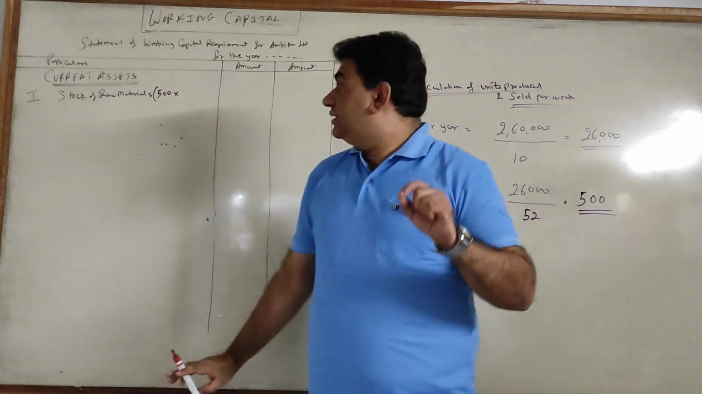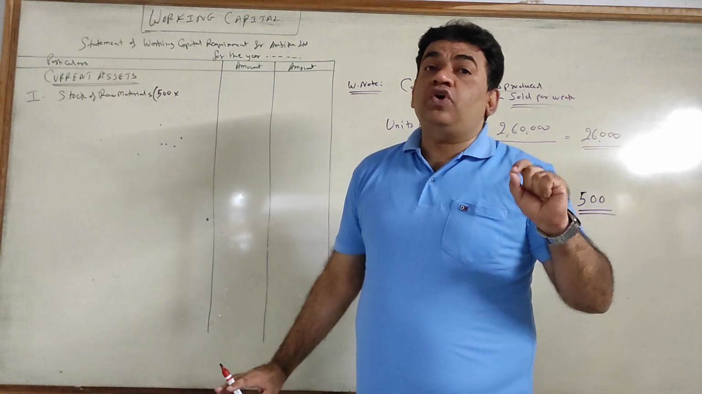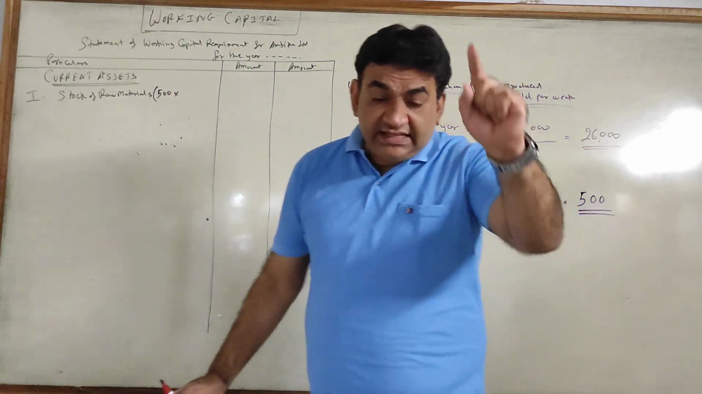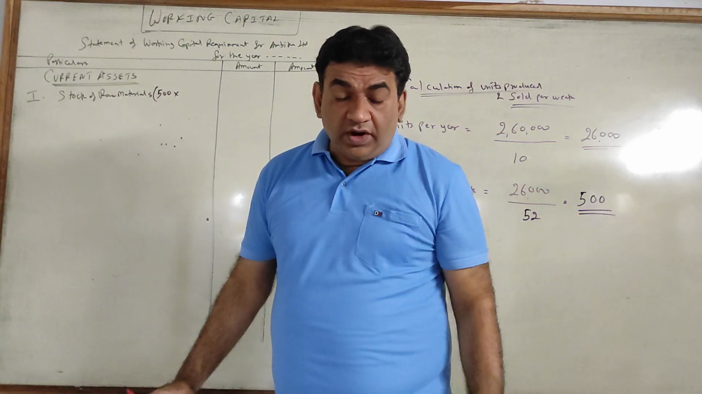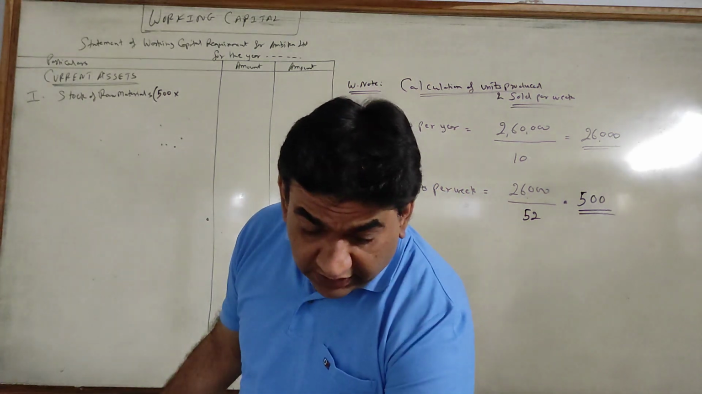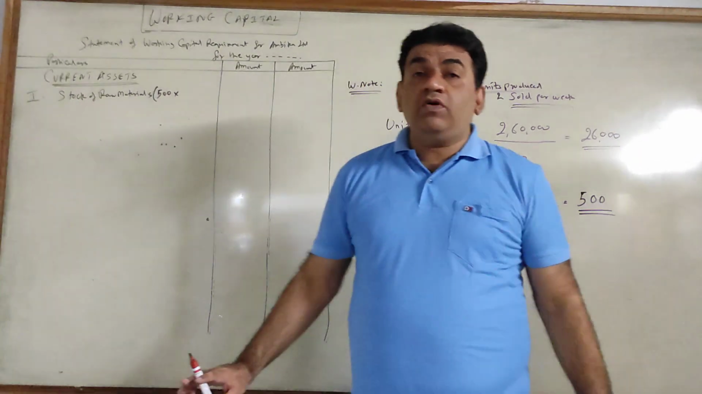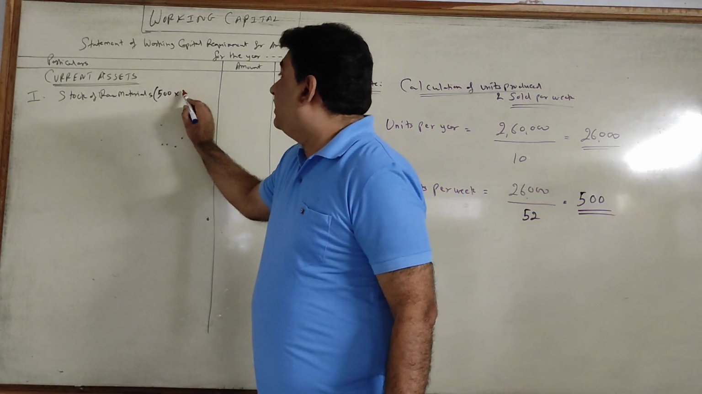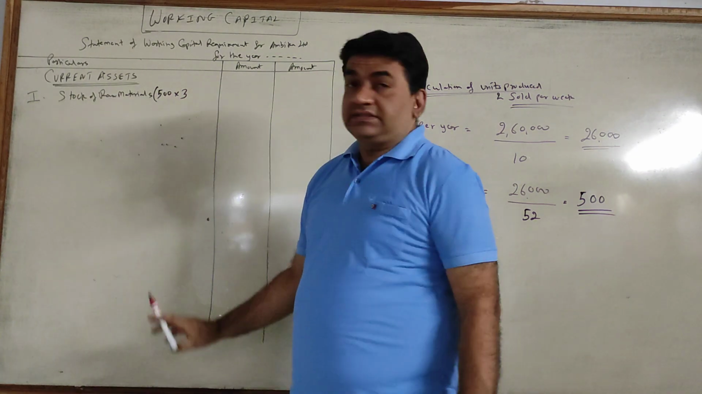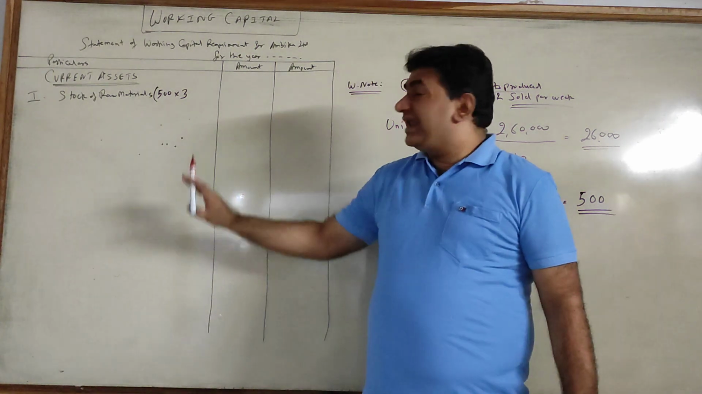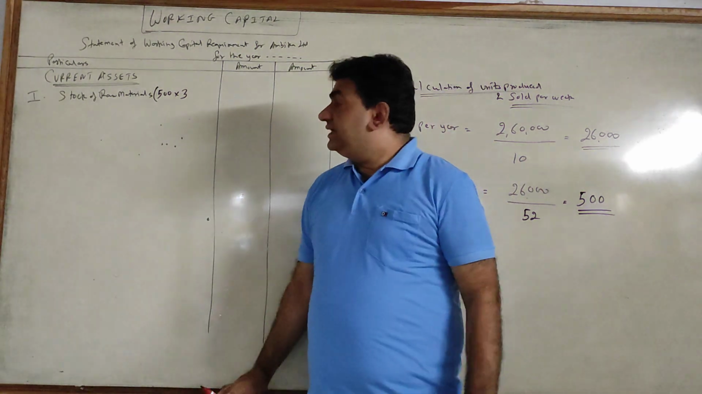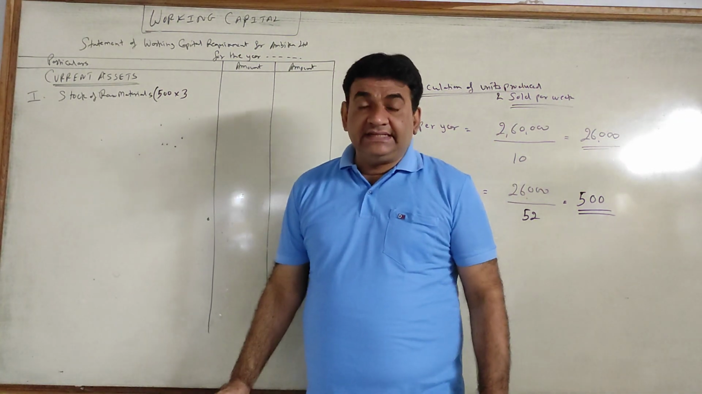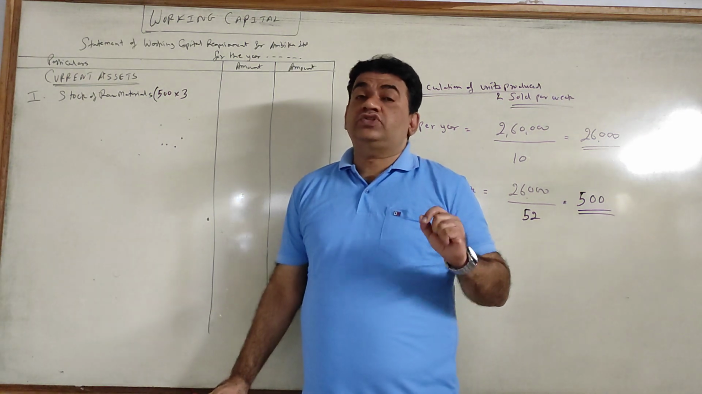Now see, I am finding out stock of raw material. See that table, the upper data. What is the cost of raw material per unit? The cost of raw material per unit is rupees 3. So what I'll do, I'll multiply by 3 rupees. I'll repeat, I have put a bracket. 500 is the number of units. 3 rupees is the cost of raw material.